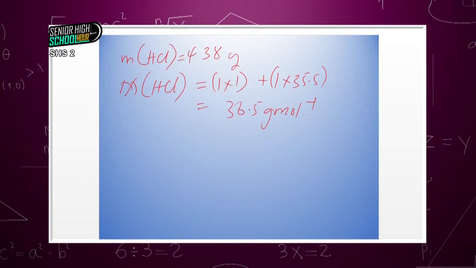You see. So I can calculate number of moles of HCl. So n of HCl equals mass on molar mass. So mass is 438 and the molar mass is 36.5. So finally, it reduces to 438 divided by 36.5. That gives me 12 moles. Is it simple? Yes, yeah, very, very simple.